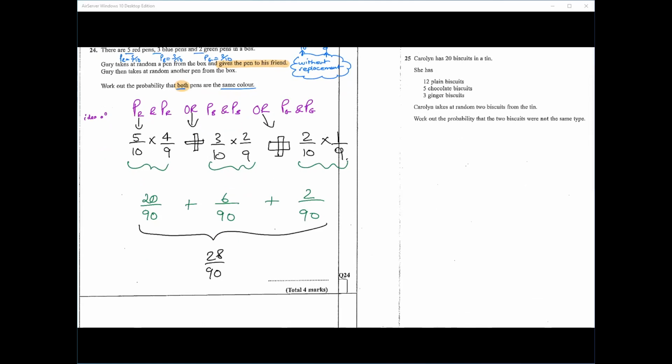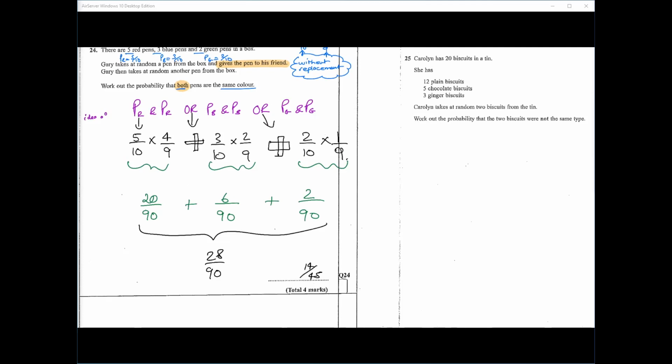Can we cancel that down? Yeah. Okay, what will that give us? 14 over 45. Yeah, that's right. 28 over 90. You divide them both. What do you divide them both by? 2. Divide them by 2. Fantastic. Lovely.